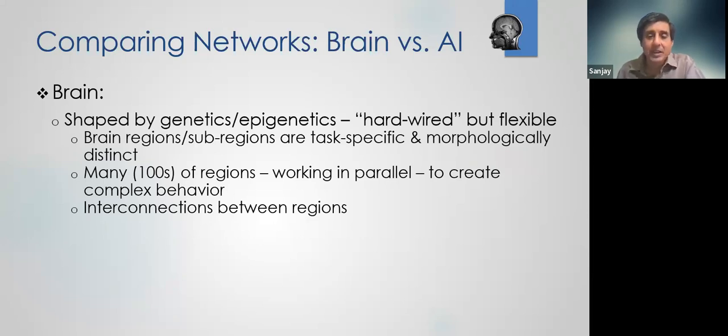Another type of information that's important for us to understand is that the brain was shaped through evolution using genetics and epigenetics.